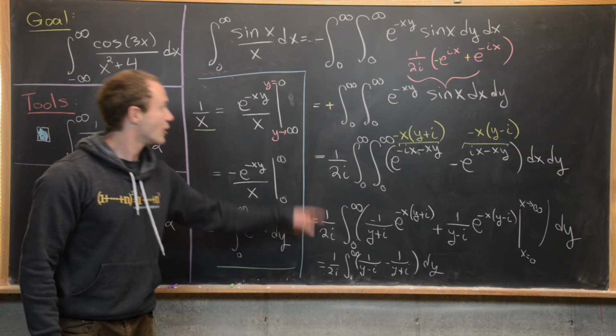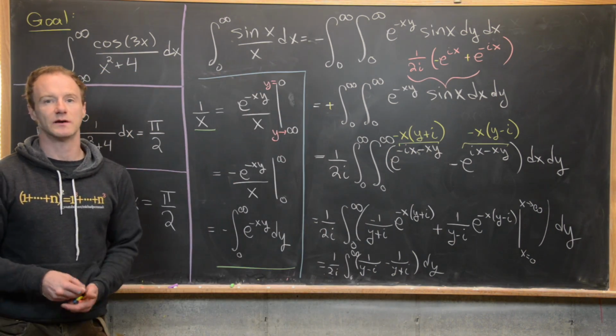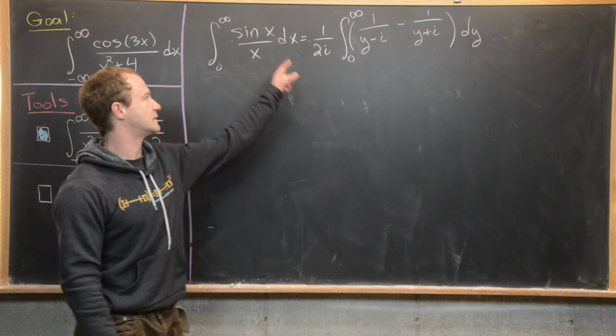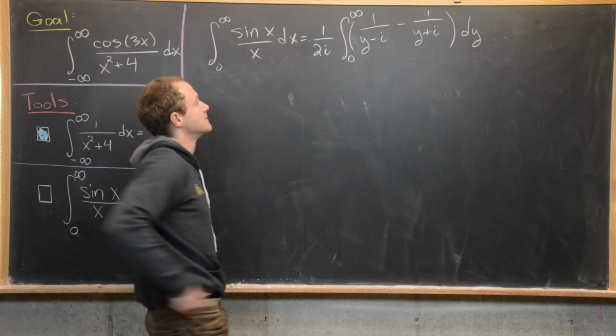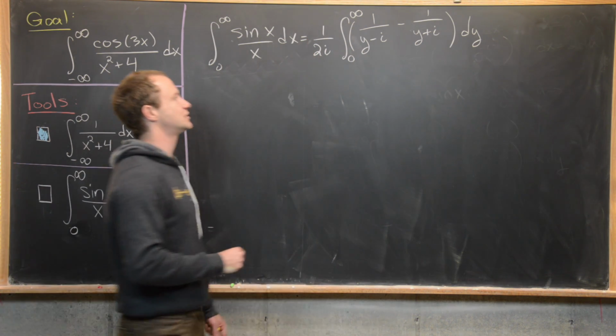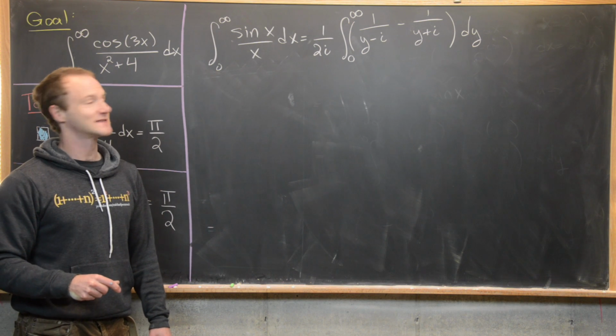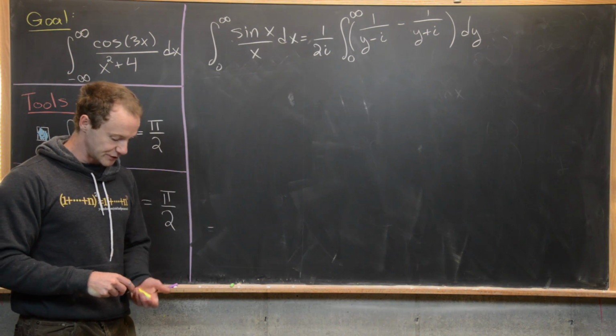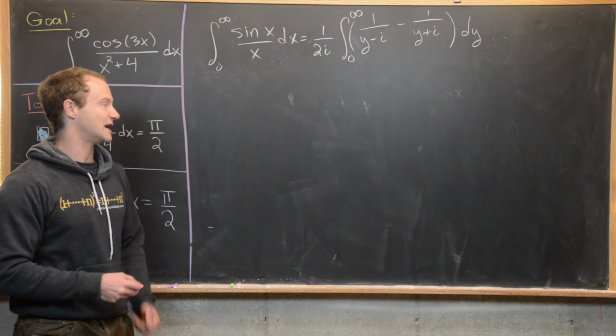Good. So maybe I'll bring that up, and then we'll continue on. On the last board, we finished at the following spot. Our Dirichlet integral was equal to 1 over 2i times the integral from 0 to infinity of 1 over y minus i minus 1 over y plus i. Now what we'll do is combine these by finding a common denominator.